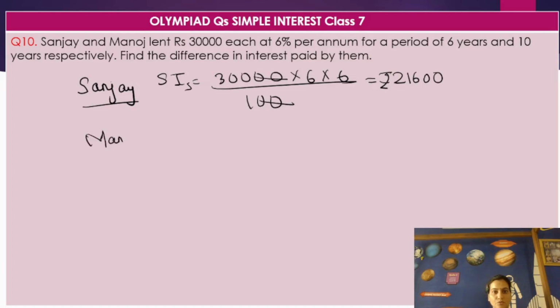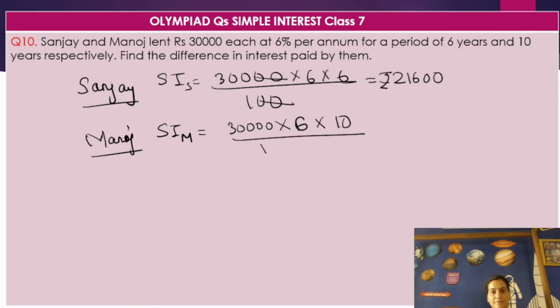For Manoj, we will find out the simple interest that he has to pay. 30,000 into 6, again 6 is the rate of interest, and the time is 10 years, by 100. Cancel out these common zeros. What remains is 3 into 6, 18. So, 18 followed by 3 zeros, so it is 18,000.